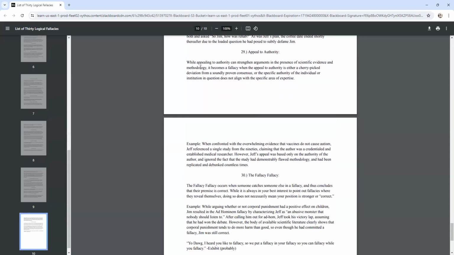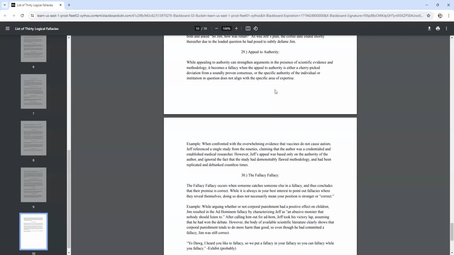All right, number 29 is the appeal to authority. While appealing to authority can strengthen arguments in the presence of scientific evidence and methodology, it becomes a fallacy when the appeal to authority is either cherry-picked deviation from a soundly proven consensus or the specific authority of the individual in question does not align with the specific area of expertise.